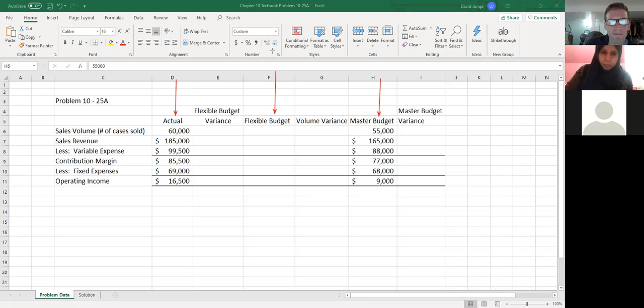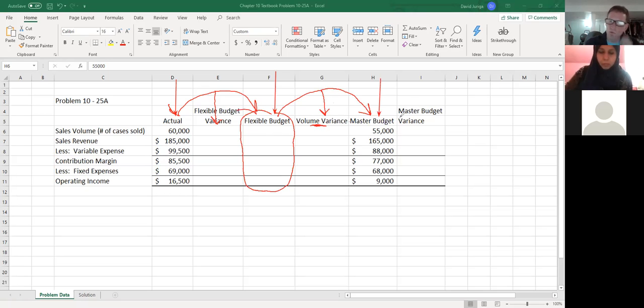Once we've figured out everything in this column, I circle that, we'll know that, then we're just going to do our comparisons. We'll compare actual to the flexible, and we're going to call those our flexible budget variances. And then we're going to do our volume variance, where we're going to be comparing the flexible budget to the master budget. That's going to give us our volume variances, because they use two different volumes.